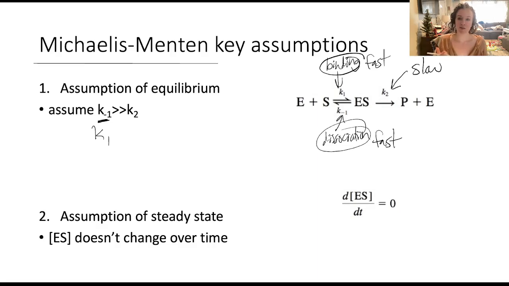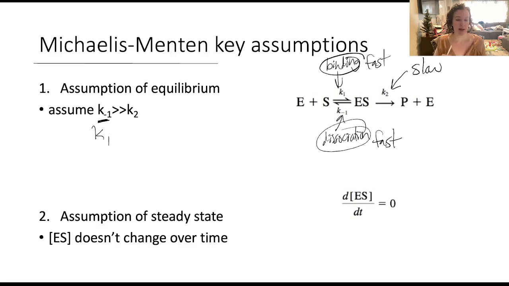And this allows the system to reach equilibrium because K1, K minus 1 are so fast that, bam, we can quickly reach equilibrium where the rates of the forward and reverse reaction become equal to each other, and K2 is very slow, so it's not detracting very much from K1, K minus 1.